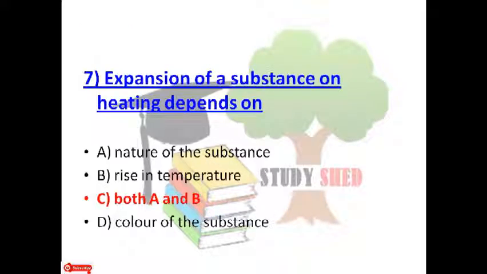I clearly remember that I had mentioned the heating expansion, thermal expansion in my previous module. So, nature of the substance, obviously, if it's a solid metal, it will expand more than a wood. And rise in temperature, obviously, the one which has more temperature will expand more than the one which has lower temperature. So, it's a very common GK type question, or you can say common sense question, application based, and I'm sure if you understand the topic very clearly, you will be able to answer this very correctly. Okay, question number 8 coming up.